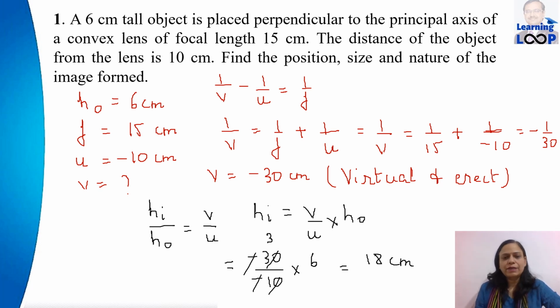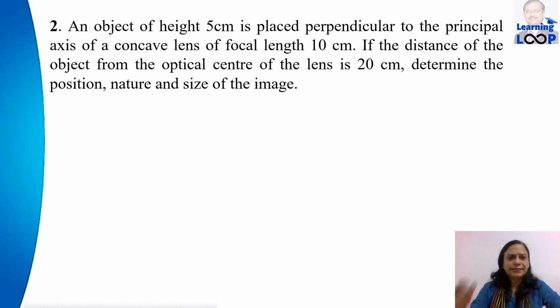So again you are getting a positive height of the image. This again confirms your nature of the image. It's positive, so it has to be erect, and virtual is always erect. That means the nature is virtual and erect. So this is how we solve such questions. Let us now have a look at the second one.